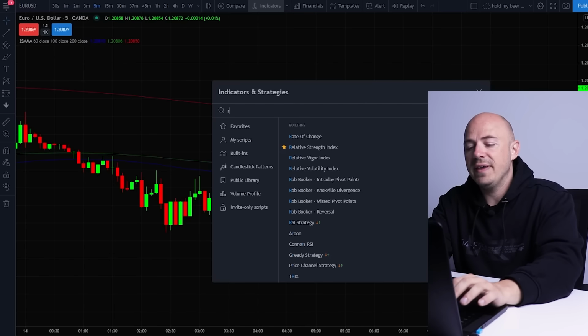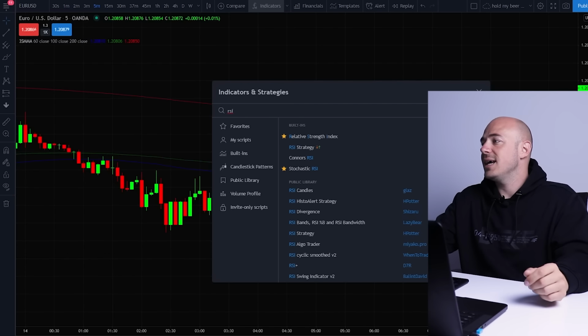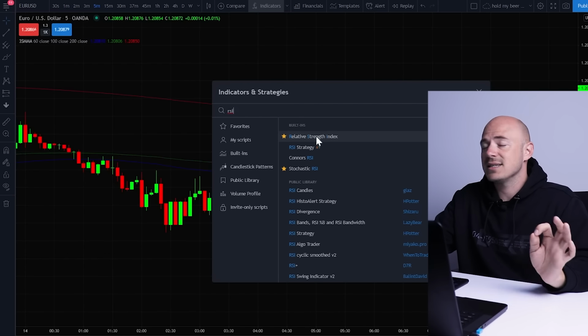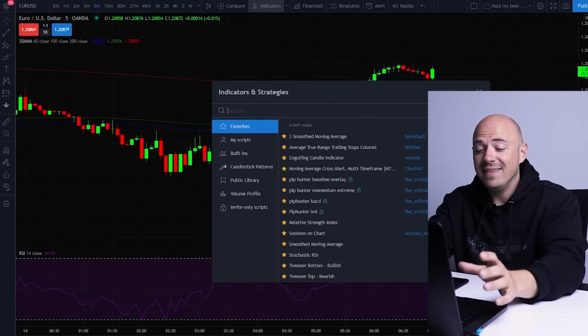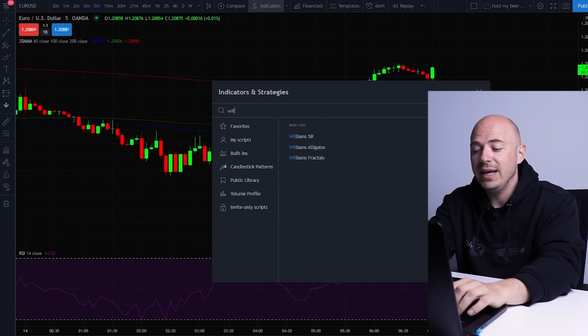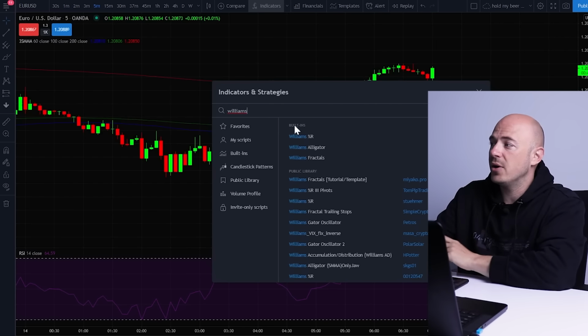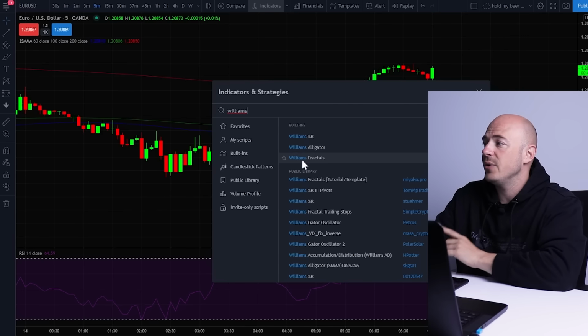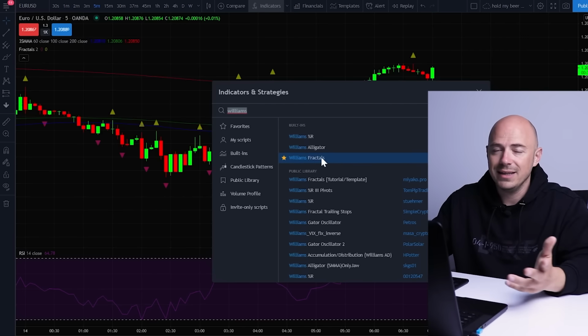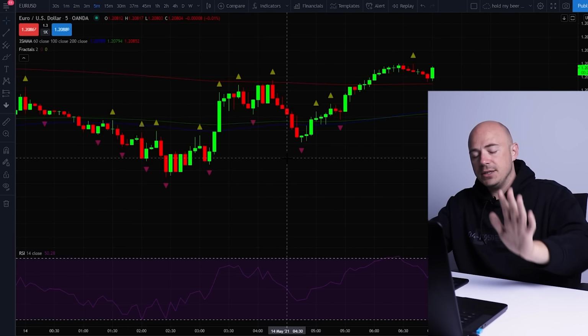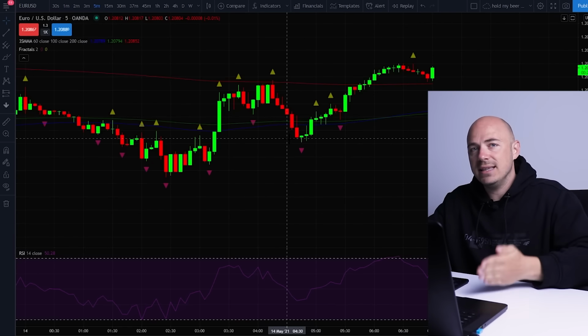The next indicator that you're going to do is the RSI, the Relative Strength Index. Also put a star next to it. And the last one that you're going to do is fractals. Type in the name Williams to the search bar and you'll see the 3rd option down is the Williams fractals. Put a star next to it. Also click it. Now, what I want you to do is adjust your settings exactly like this.